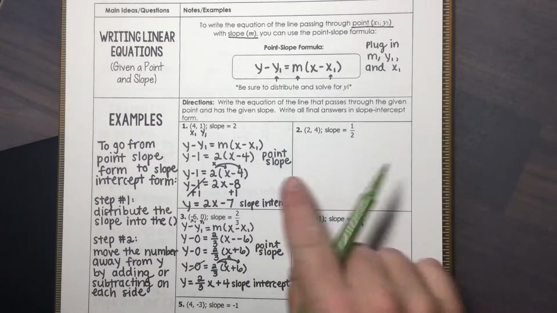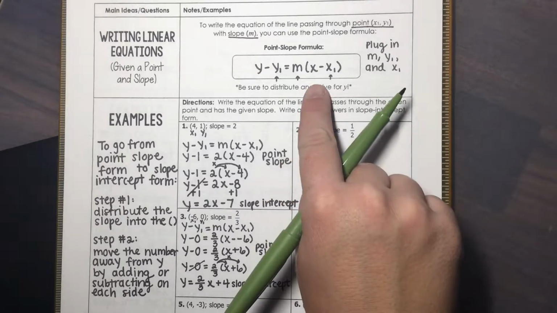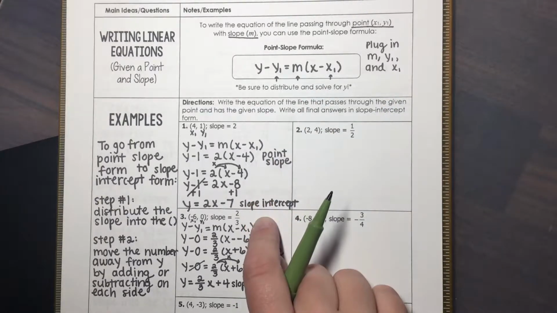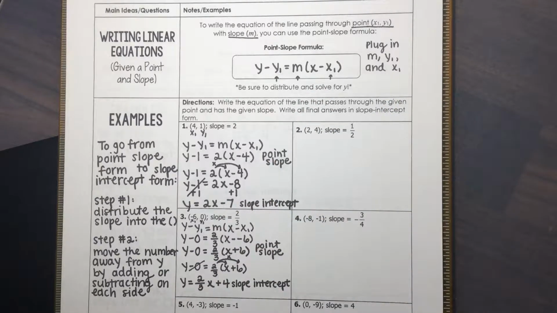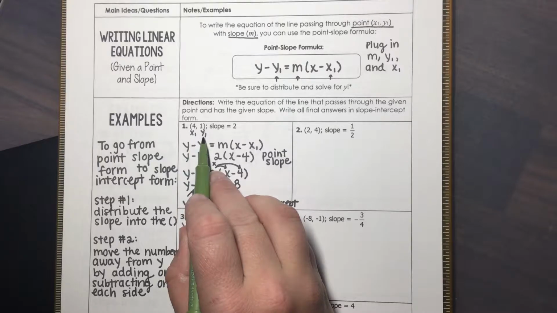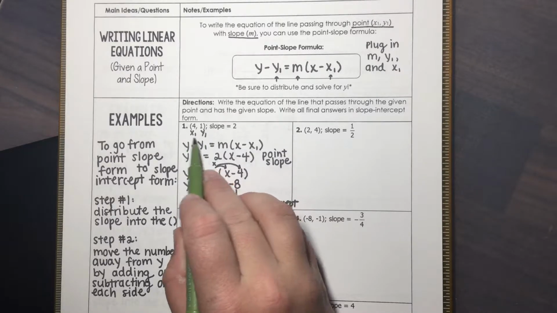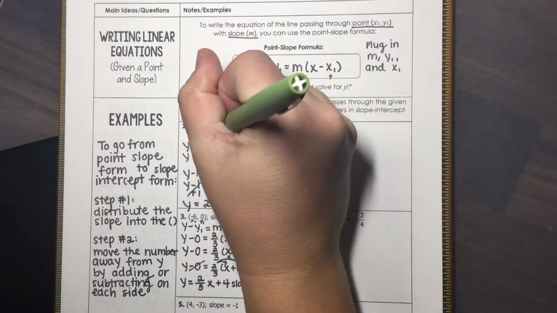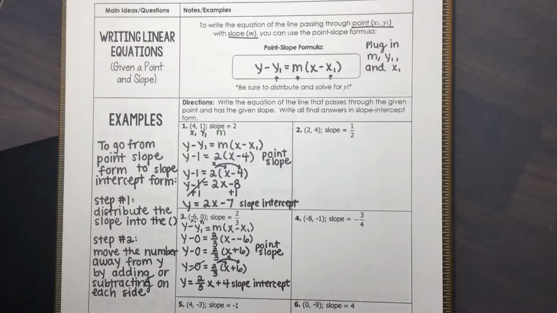So it's actually asking us to go from point slope, which we are learning here, all the way to slope-intercept form, which we'll look at on number 1. So on number 1, I labeled my point x1, y1. Always, always, always get in the habit of labeling your point. Then my slope, which I know is m, is going to be equal to 2.